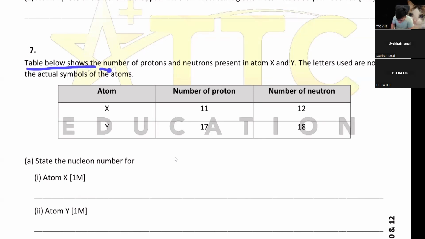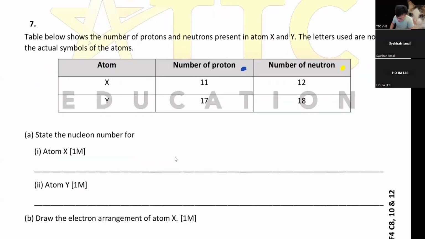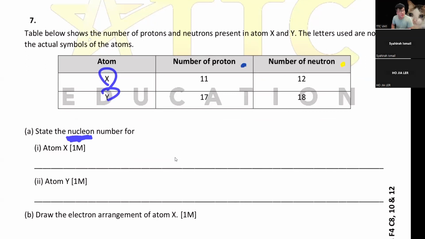The table below shows the number of protons and neutrons present in atom X and Y. If you remember, proton is the blue ball, neutron is the yellow ball. The letters are not actual symbols, so don't care about them. That means we have 2 atoms here, X and Y. Do you remember what the nucleon number is? Nucleon is the total number, yellow ball plus blue ball. So for X it is 11 plus 12, so 23. For Y it is 17 plus 18, so 35.